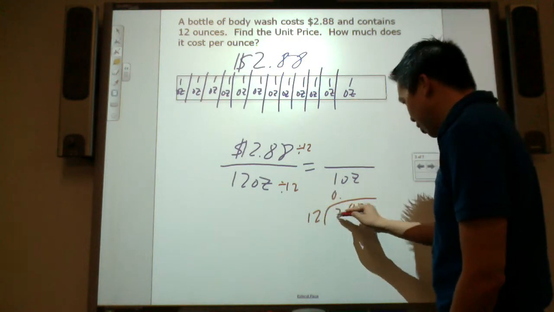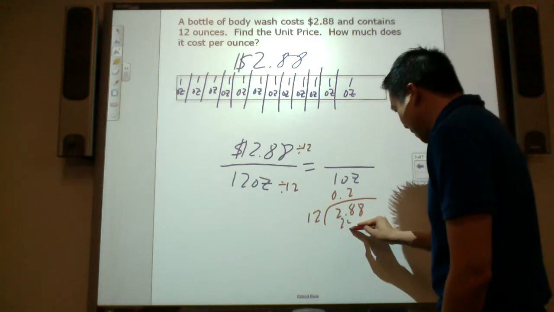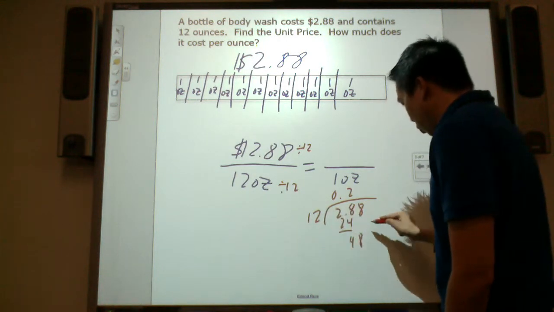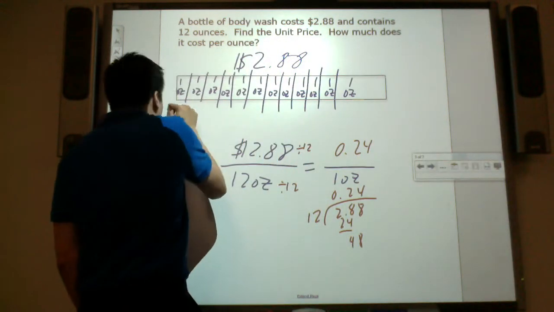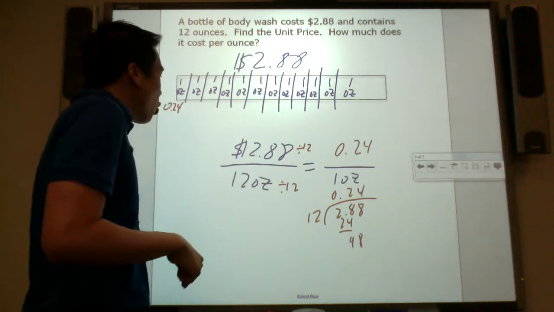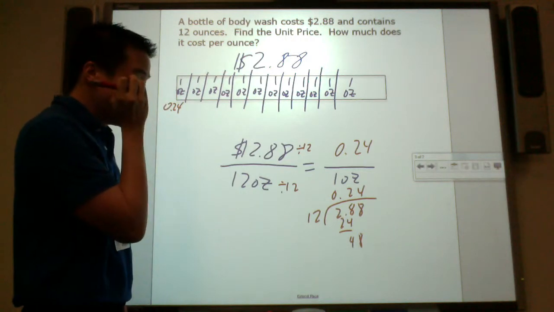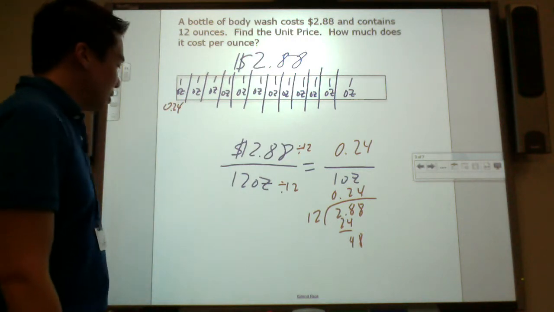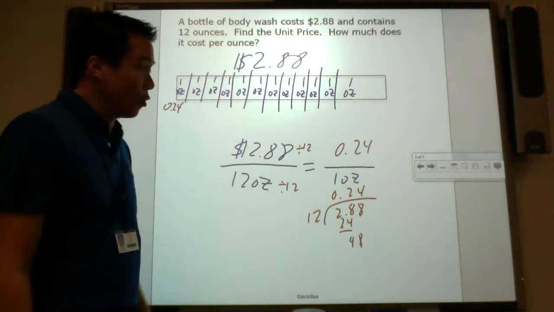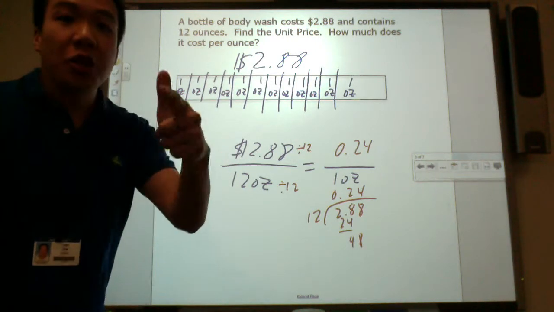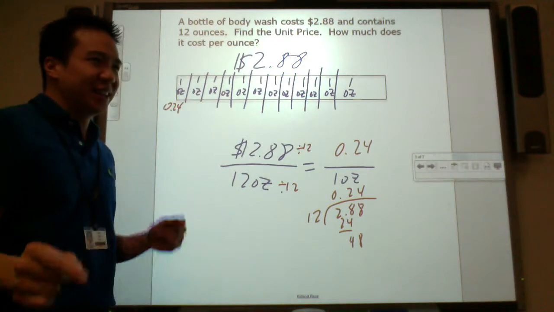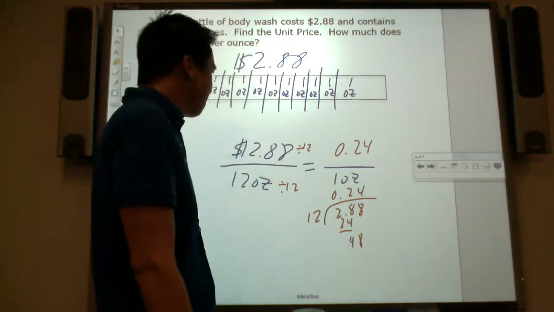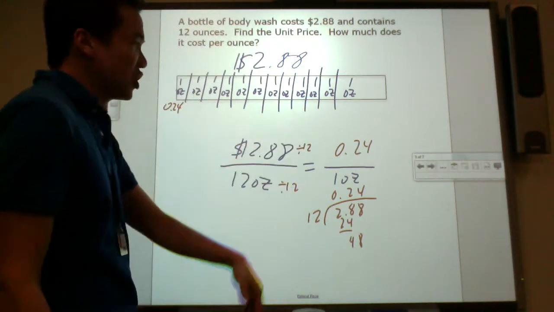So can 12 go into 28? 2 times. Okay, and 12 go into 48? 4 times. So each ounce costs 24 cents. So that's the unit price. And from this, you can buy so many things. What if I ask you, how much will 3 ounces cost? 24 is, I believe, 72 cents. So many questions you can ask through this.